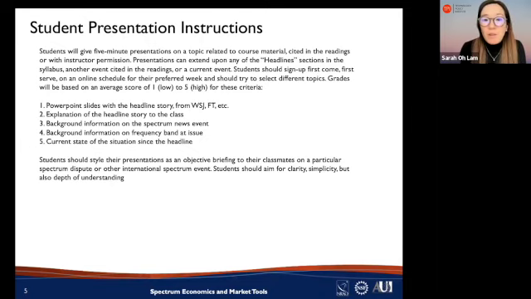And you should style your presentations as an objective briefing. Imagine you're talking to a congressman or woman or a regulator, you're a staffer, and you just want to explain what happened, who are the players, what's the resolution, what's the main conflict. So aim for clarity, simplicity, but also depth of understanding.